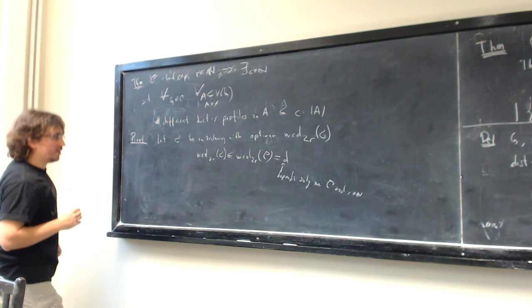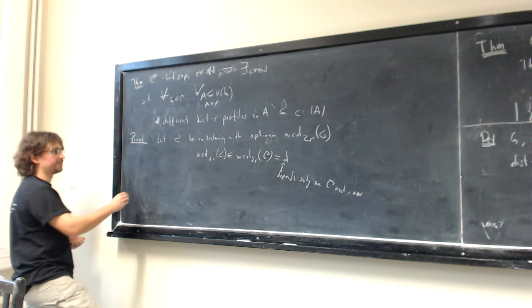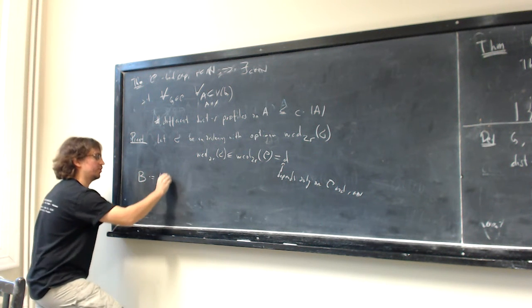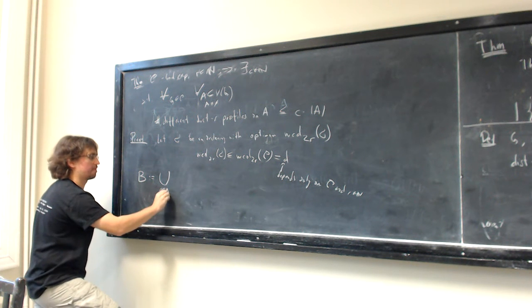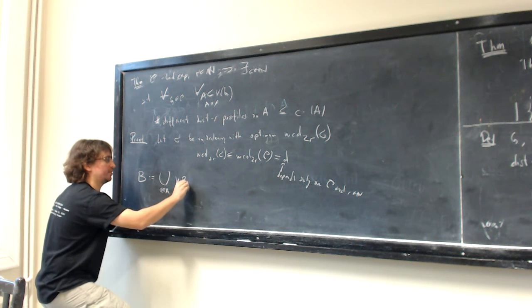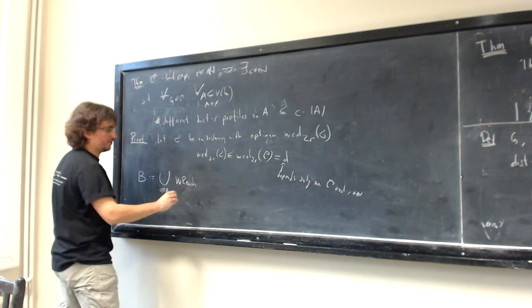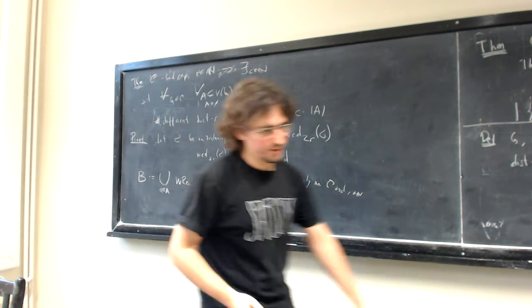So let me do the following. Let B be the union over all guys from A of their weak reachability sets. W reach, let me just check whether this is r or 2r.